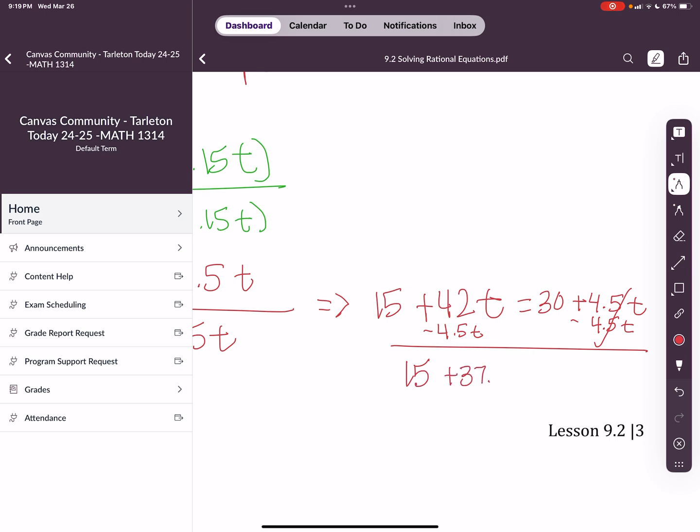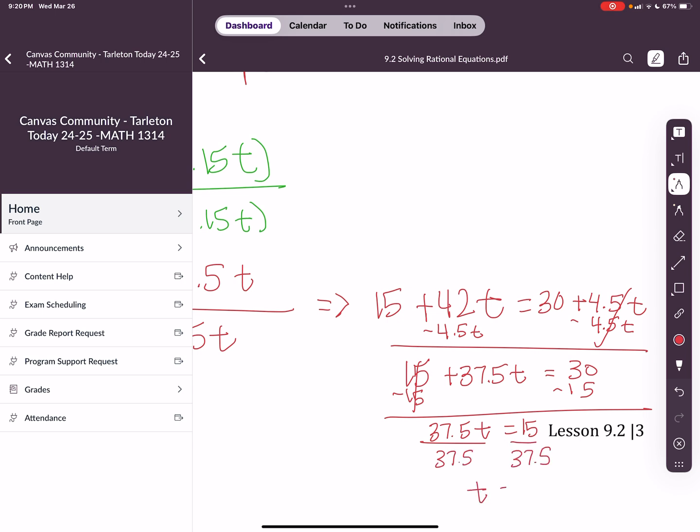plus 37.5t, and it equals 30. And then I need to move the 15 to the other side, so I'm going to subtract 15. So I get 37.5t equals 15. And the last thing to do would just be to divide by 37.5.